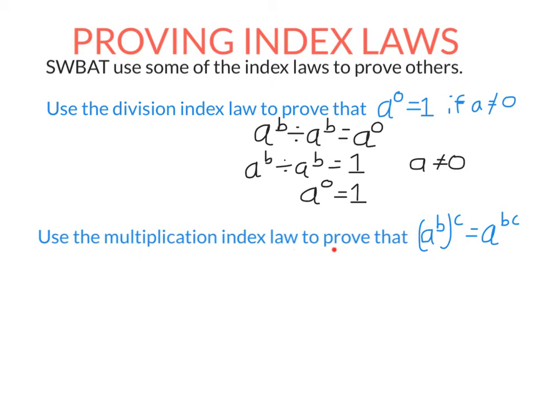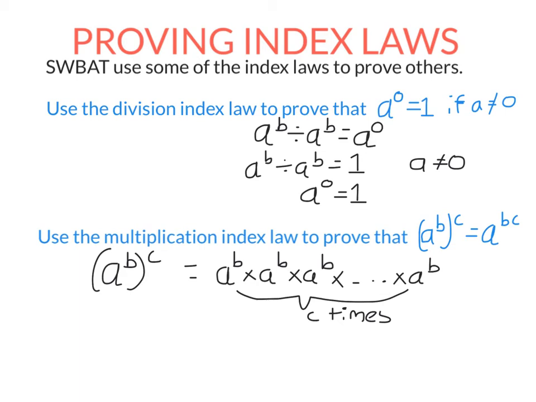We're going to use the multiplication index law to prove that A to the power of B raised to the power of C gives A to the power of B times C. This is the power to a power rule. So how could we use the multiplication index law to get something that looks like this? Well, we know if we take A to the power of B and raise it to the power of C, the definition of powers is we're taking this and multiplying it by itself this many times, C times. So that will just be A to the power of B times by itself C times. So I can just write it like this.